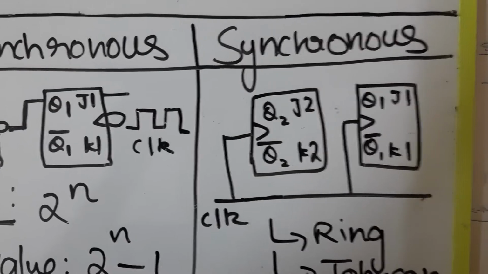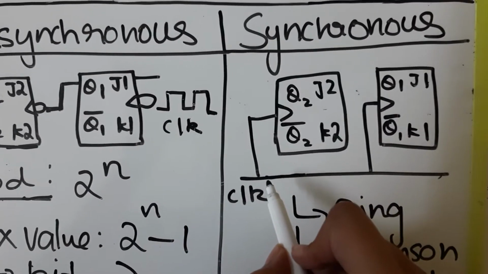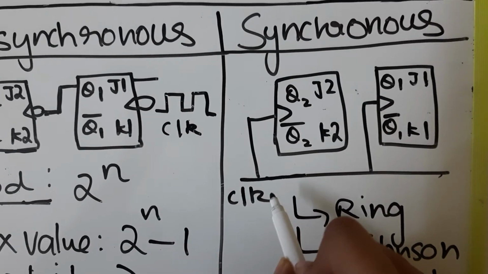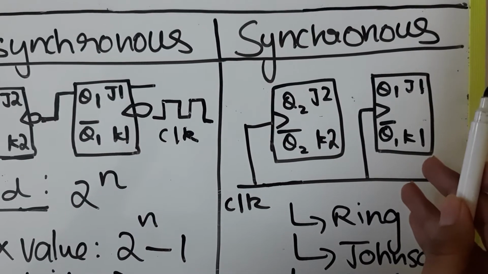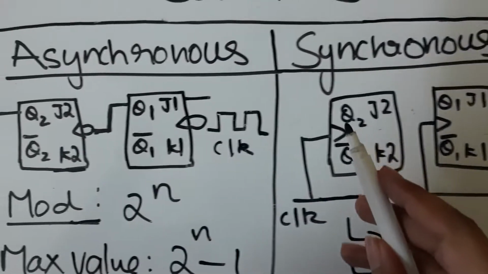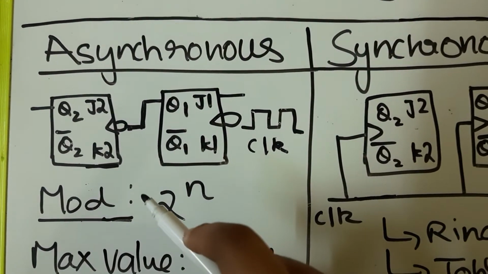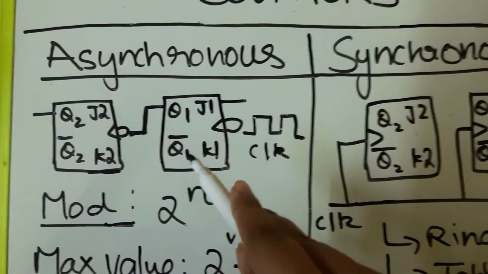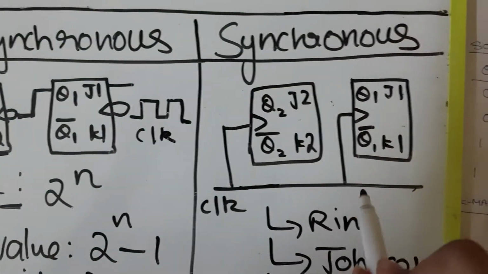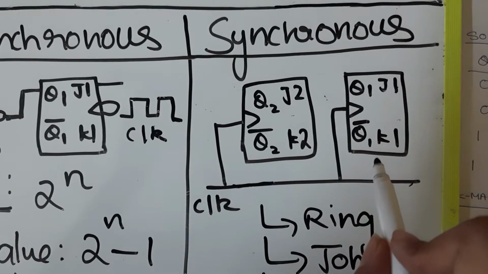Next comes the synchronous counter. Here the major difference we see is the clock pulse. To each and every flip-flop, I am simultaneously applying the clock, unlike in the asynchronous case. In the asynchronous case, I have to wait for the first flip-flop to give an output. But here, at the same time, each and every flip-flop is getting the clock.